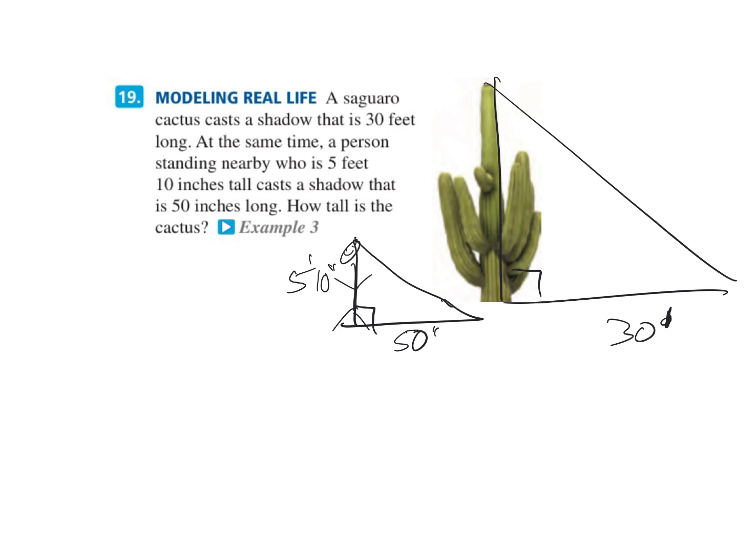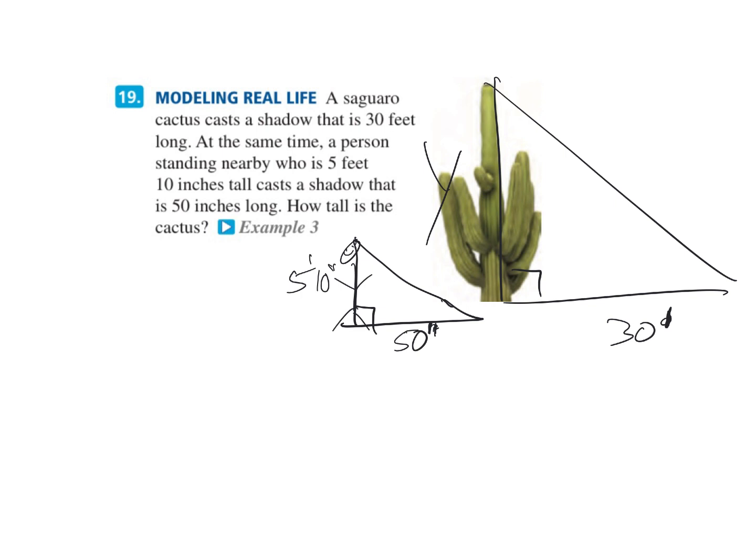Now be very careful. We have two different increments here, inches and feet. How tall is the cactus? All right, so we don't know. We'll call the height of the cactus y here. Okay, so we need to change either the 30 feet to inches and the 5 feet 10 inches to total inches, or change all the inches into feet. Let's change everything to inches.